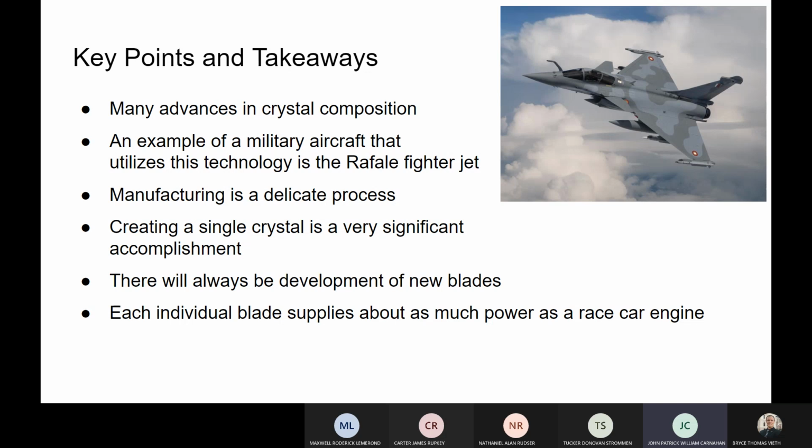Another major takeaway from this is the development of new blades. There's always going to be development of blades that can function at higher stresses and temperatures. And lastly, an interesting fact about all this is that each individual blade of a turbine jet engine supplies about as much power as an entire race car engine.